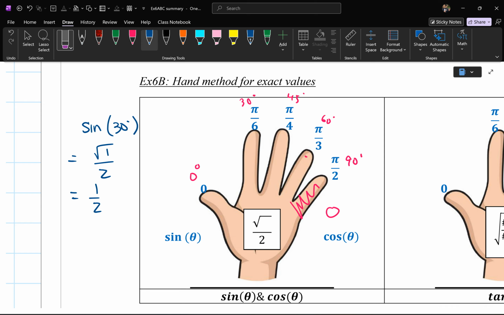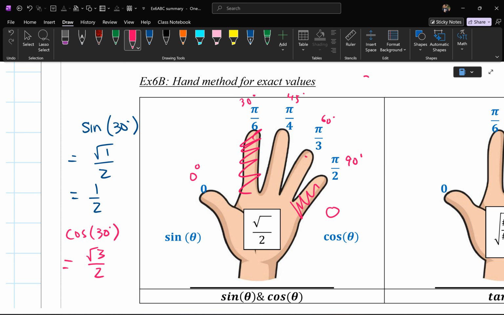Let's try another one. Similar. If I did cos of 30 now, which finger? Same one, so index is gone. How many fingers for cos? So it's square root of 3 on 2. So cos of 30 degrees is root 3 on 2.